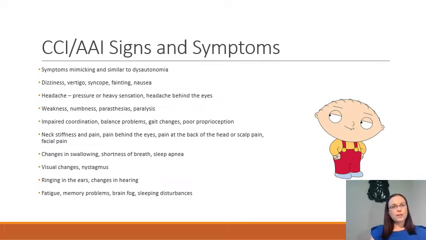So with CCI and AAI, signs and symptoms, we can see certainly a lot of neurological things happening, a lot of symptoms that seem to mimic or are very similar to dysautonomia. We see dizziness, vertigo, syncope, fainting, nausea, also similar to dysautonomia. Headaches, a pressure, a heavy sensation in the head. Specifically, we're starting to see more ocular issues, so a headache behind the eyes or pain going into the eyes. Neurological issues like weakness or numbness, paresthesias or paralysis.